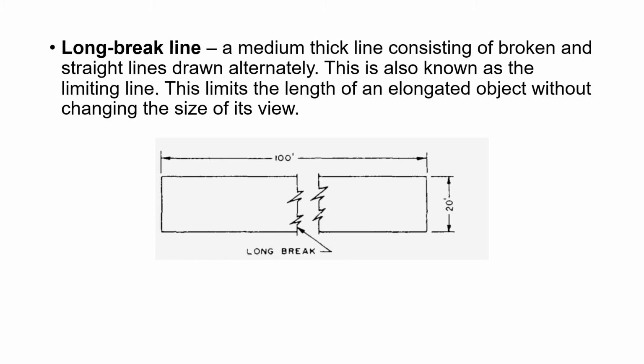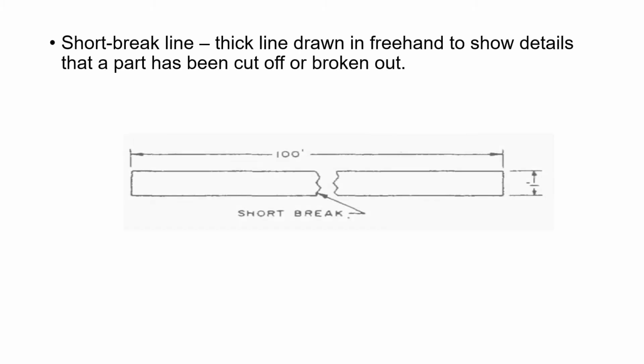So that is long break line. For short break line, it's a thick line drawn freehand to show details that a part has been cut off or broken out. So see the lightning drawing inside the short break. That is a short break. So it measures 100 by half inch. So this is short break line.